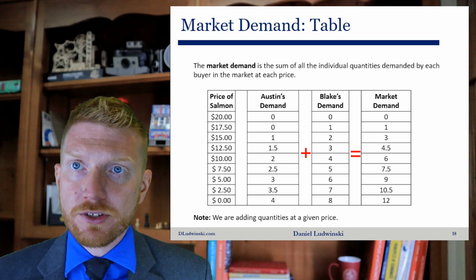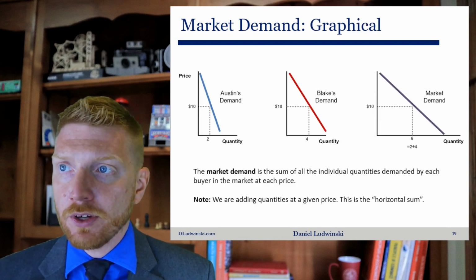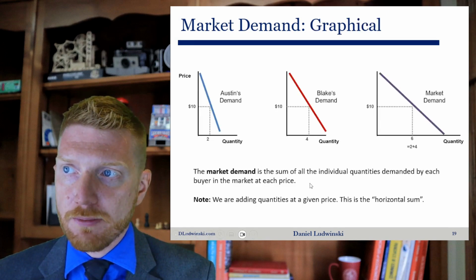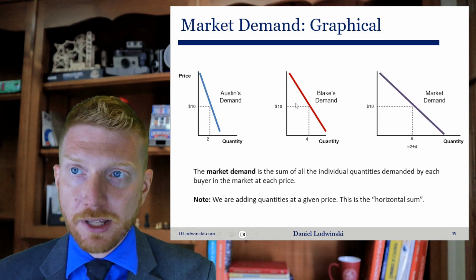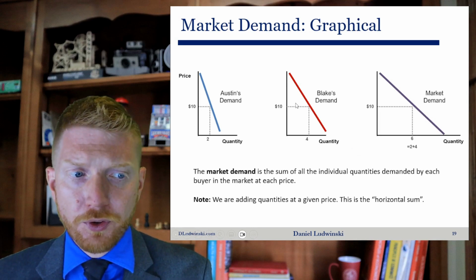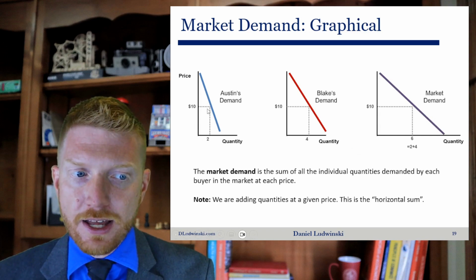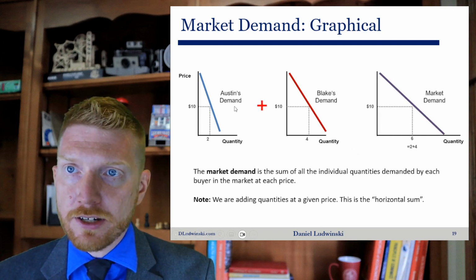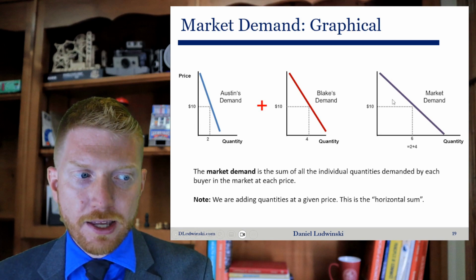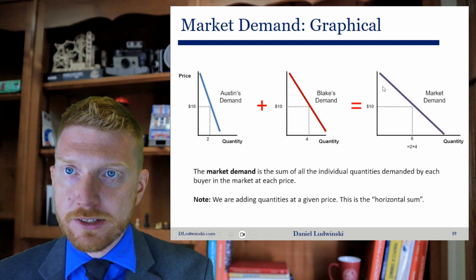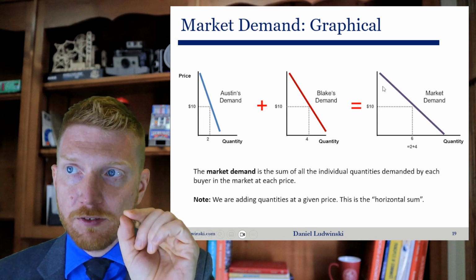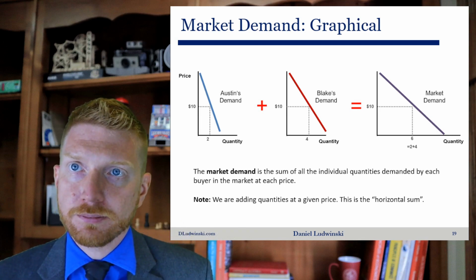We can also do this combination graphically. So here we have a graph of Austin's demand and also a graph of Blake's demand. And what we're doing is horizontally summing. So at this price of 10, we're looking at Austin's demand, we're looking at Blake's demand, and the market demand is 6, which is the sum of Austin and Blake.